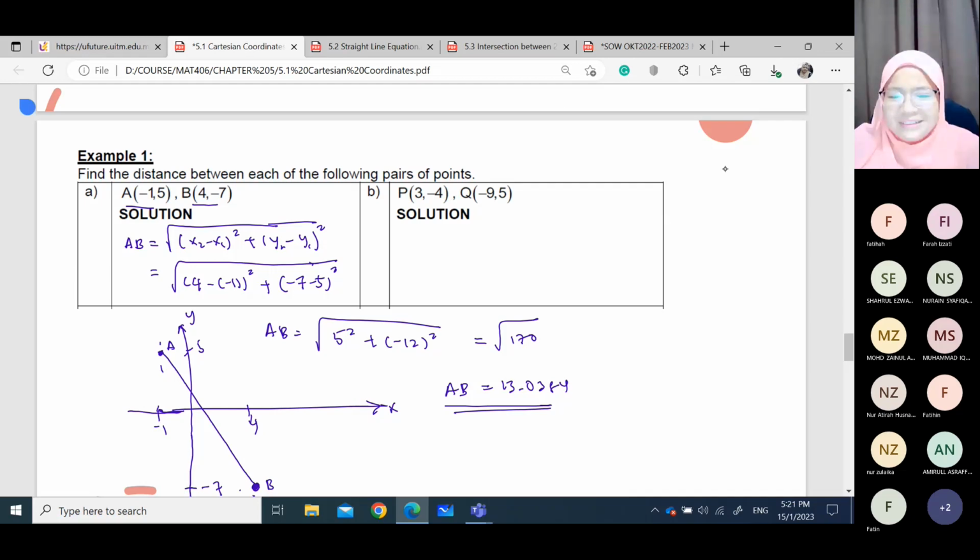Okay, boleh. Tak puan, tengah buat. Boleh bagi masa. Boleh, boleh.